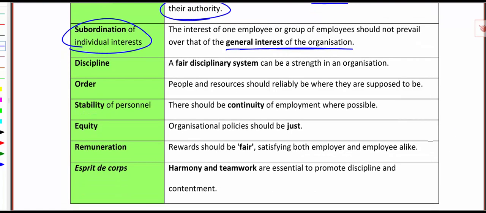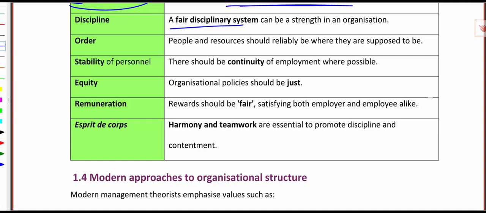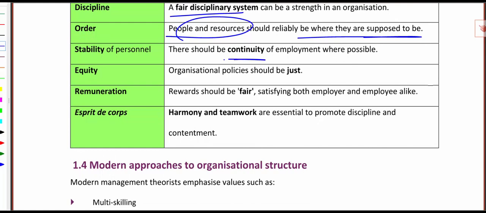Discipline-wise, a fair disciplinary system can be a strength, so that makes sense. There should be some sort of disciplinary system in place. Order, so people and resources should reliably be where they're supposed to be, so there shouldn't be lots of flexibility. There should be some sort of order there. Continuity of employment is important. So there shouldn't be a constant turnover of employment. That kind of rules out the idea of lots of flexible workers, so lots of freelancers, for example. You should really have a core workforce that carries on as long as possible.